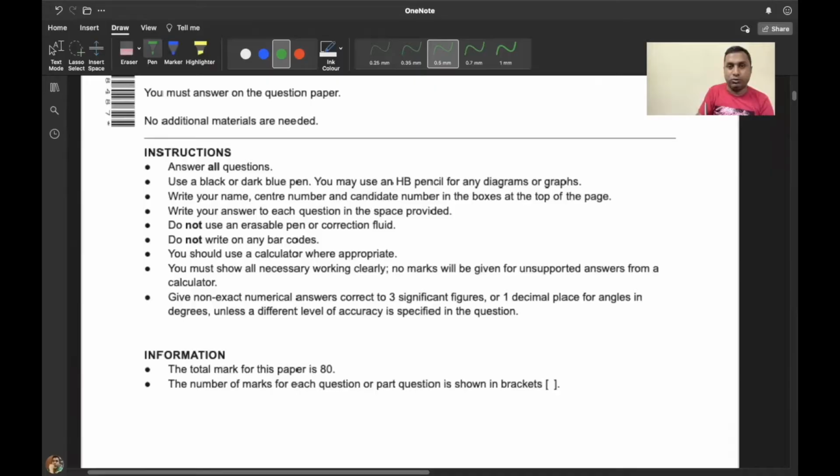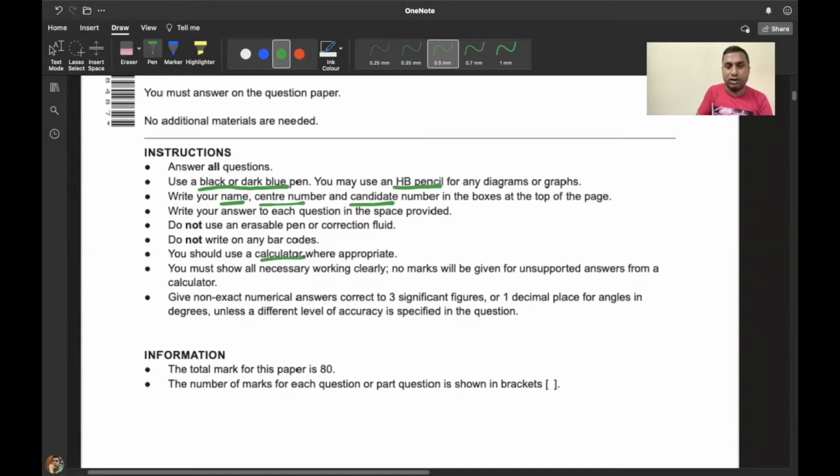I am here today to explain additional mathematics, that is from Cambridge O level, to use HB pencil. It's a very important point. Use a black or dark blue pen. You must clearly write your name, center number, candidate number, and the space that is provided in the papers, you must write the answers there. Don't use an erasable pen or correction fluid. Do not write on barcodes.